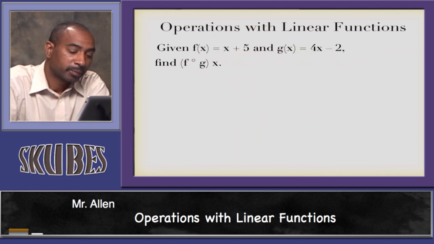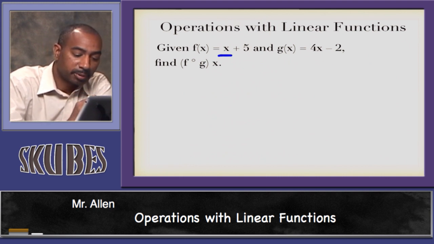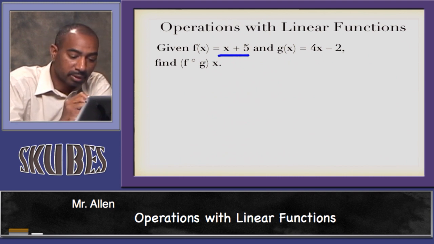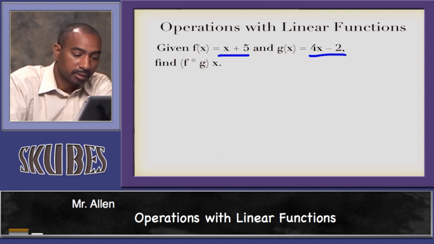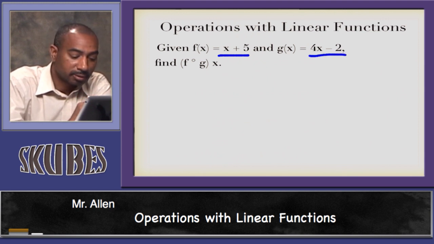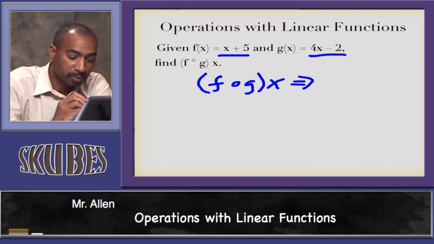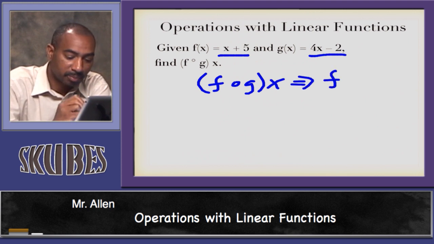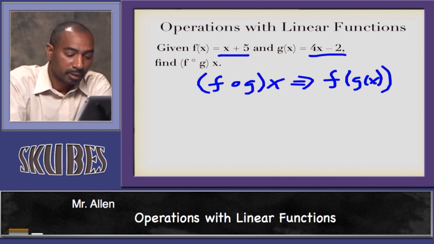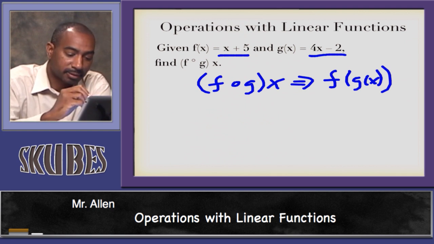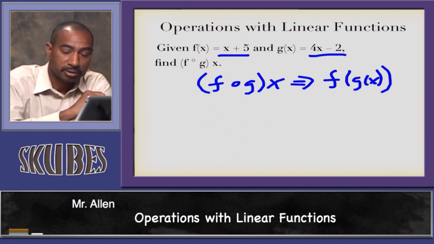All right, for example, if you're given that f of x is x plus 5 and g of x is 4x minus 2, and they want you to find the composition of this. So have f with g. That's the same thing as this. What I'm going to do is take the rule of g and apply that to f. What do I mean by that? So we know that f of x is x plus 5. I'm going to substitute x with 4x minus 2.